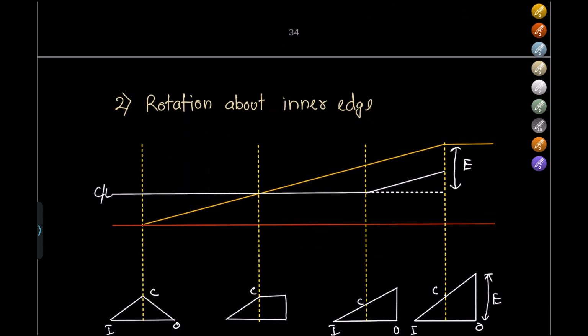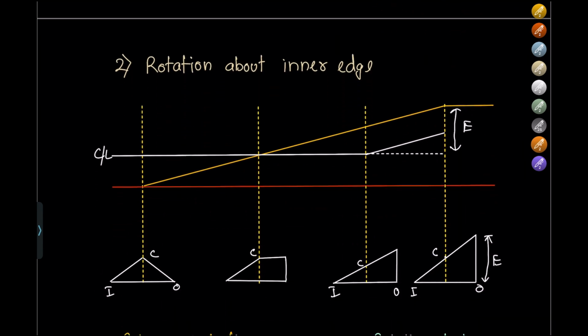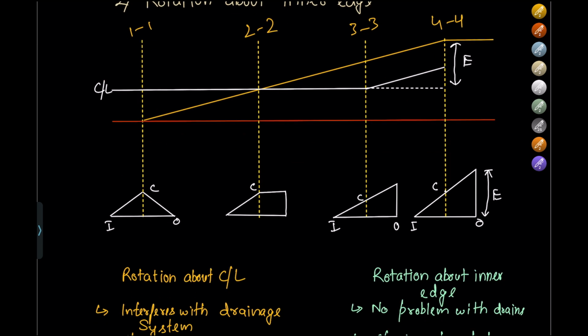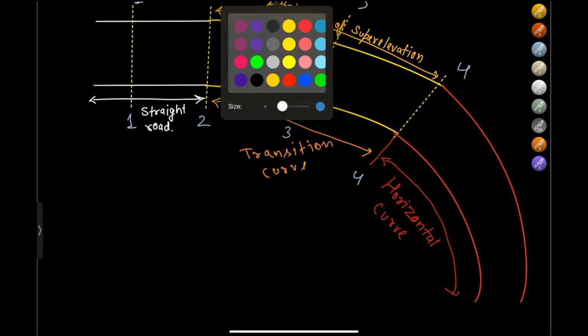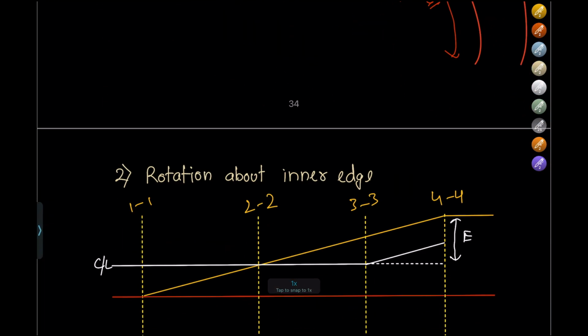Next is rotation about the inner edge. These are the cross sections for rotation about the inner edge. This is 1-1, this is 2-2, this is 3-3, this is 4-4. Sections are represented in the same diagram as in the previous diagram. The top view will remain the same as represented in this diagram, right?